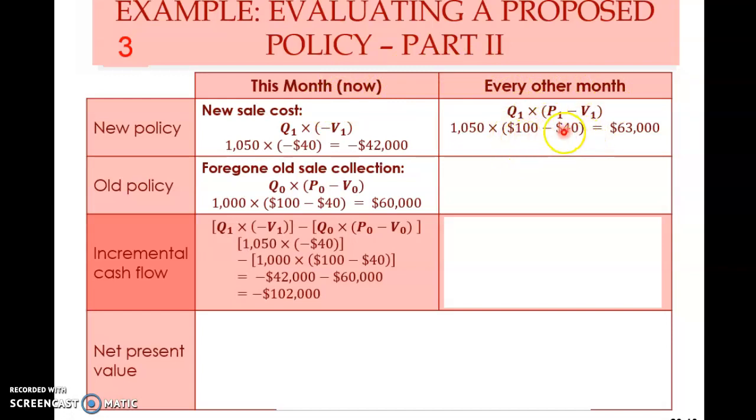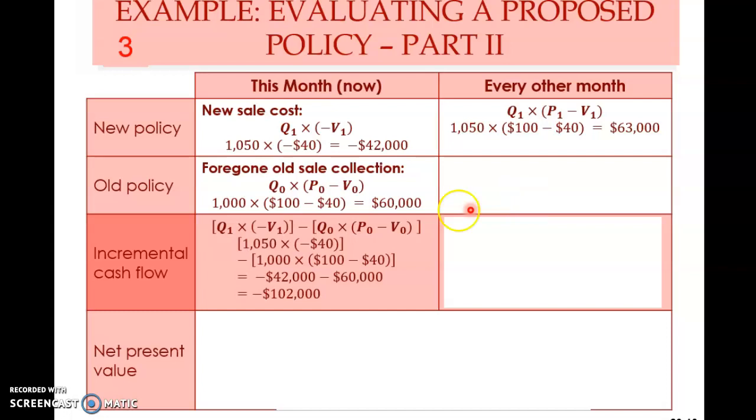So 100 minus 40 multiplied by 1050, you get 63,000. This is what you gain. This is the net cash flow from the new policy every month forever. Note that this is a perpetuity. If you just switch to the new policy will give you a cash inflow of 63,000.